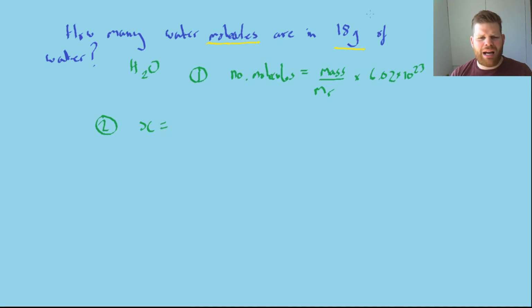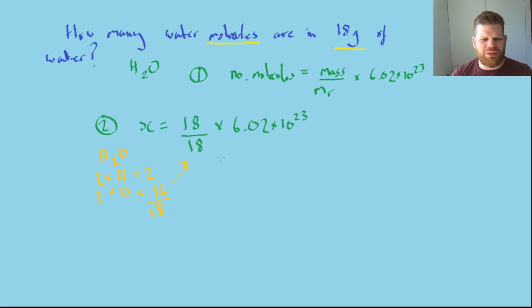Mass we have in the question, so our mass is going to be 18. Our Mr we have to work out. If we think back to last time, we've got water, which is H2O, so that is 2 lots of H and 1 lot of O. Our 2 lots of H is 2, and our 1 lot of O is 16, so therefore our total is 18. Fantastic. So we can put that straight in, multiplied by 6.02 times 10 to the 23.